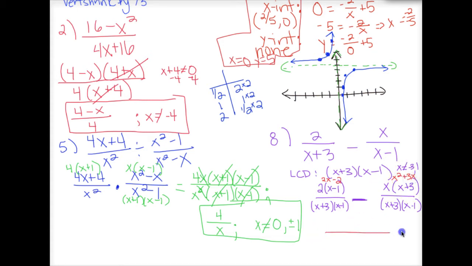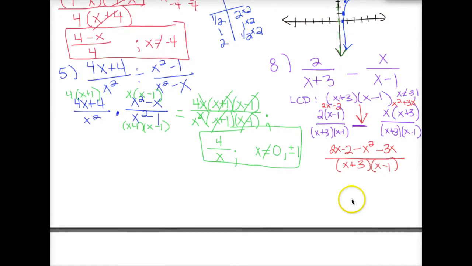When you add and subtract fractions, remember that the denominator stays the same. So copy my LCD down for my answer here. Now the numerators I can go ahead and subtract. Keyword, subtract. Remember that means you have to distribute the negative. So it's 2x minus 2 minus x squared minus 3x. That negative gets distributed to both.